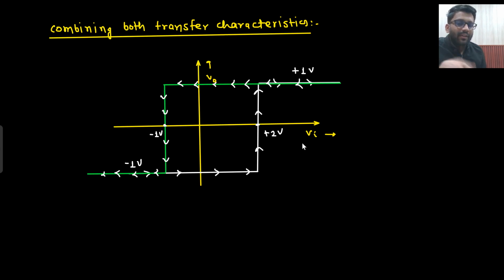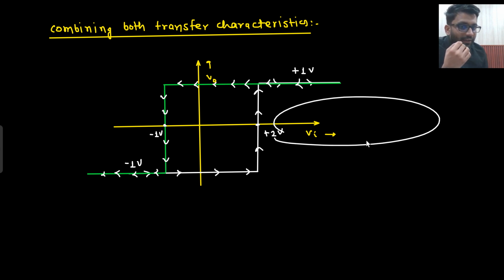So here what is happening? For a higher value of input, you are getting a higher output. For a lower value of input, you are getting a lower output. But in between, there is a dead zone that you don't know. In between, I need to know from where to where I am working. But if I am greater than 2 volt, then always my output will be 1 volt. And if I am lesser than minus 1 volt, then my output will always be minus 1 volt.